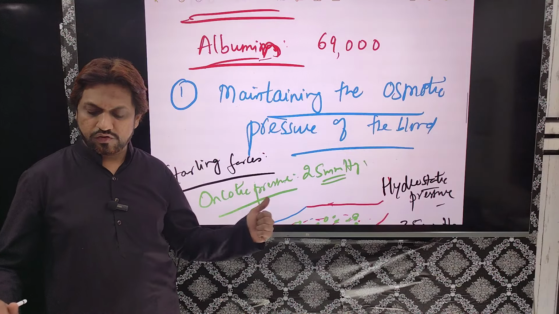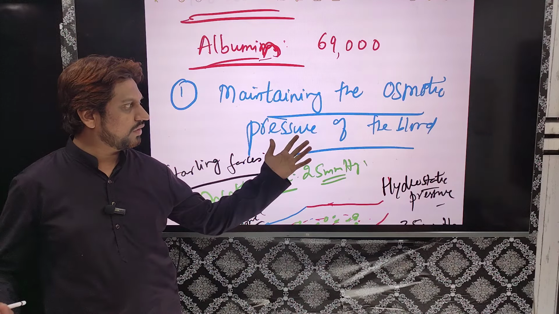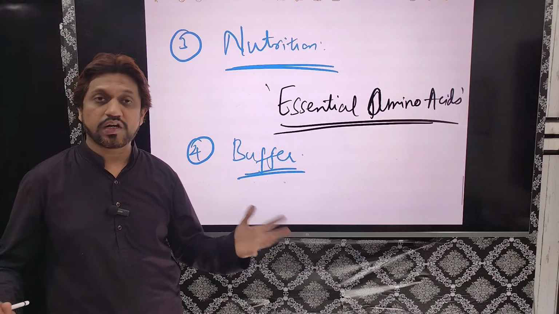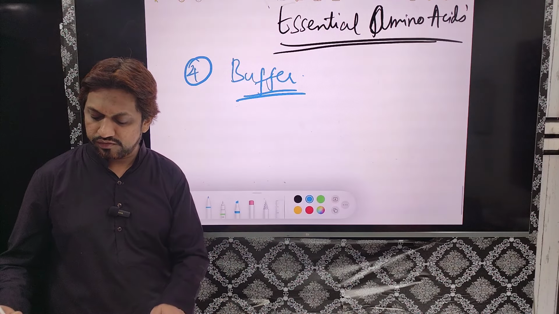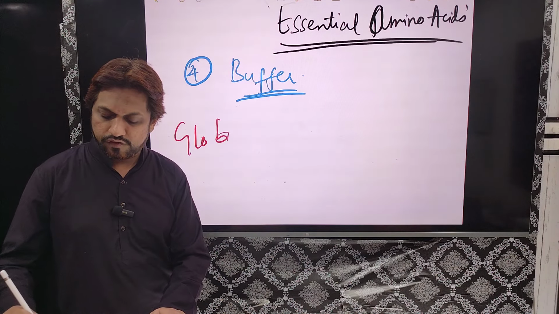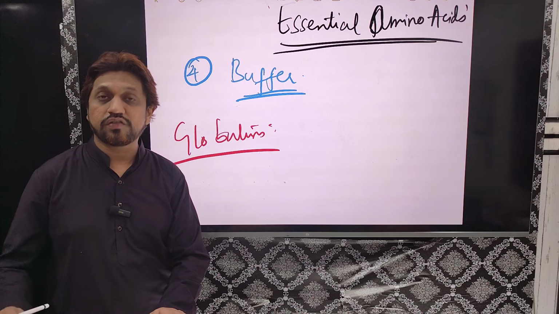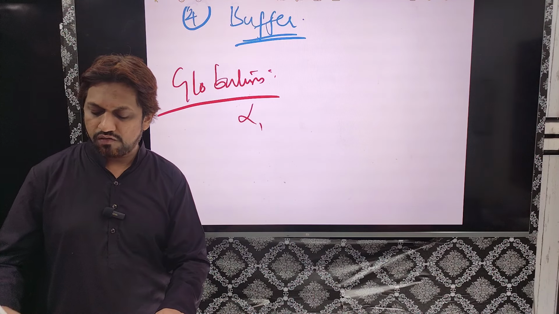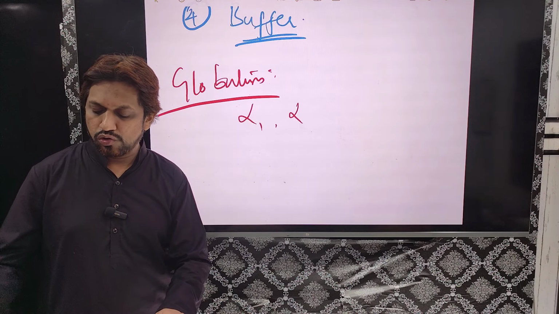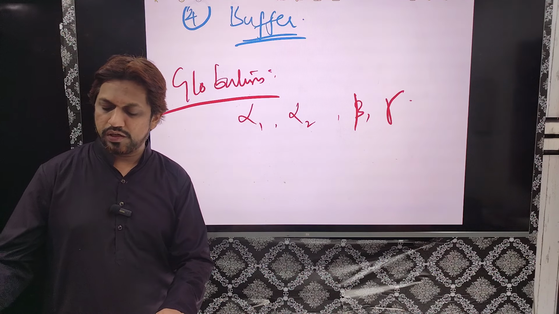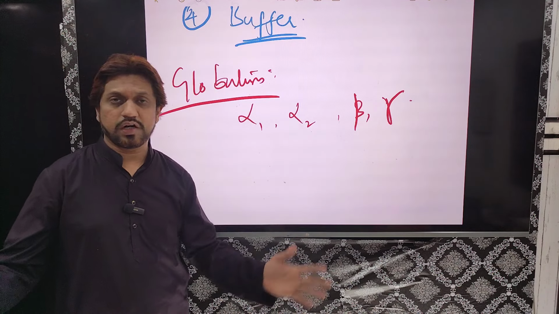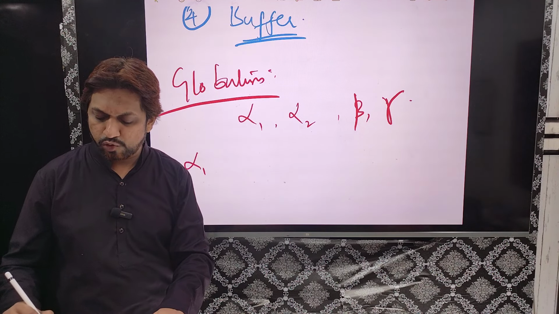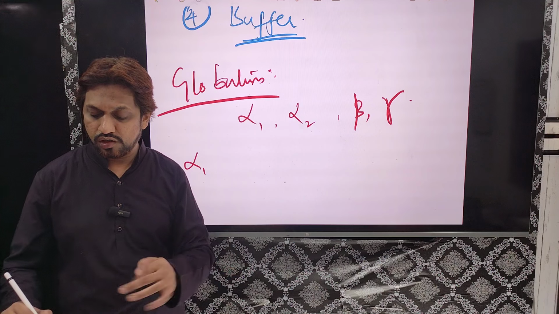So the four important functions of albumin we have discussed are: it maintains the osmotic pressure of the blood, it has a transport function, it helps in nutrition, and it acts as a buffer. Now let us discuss the globulins. As we have discussed, there are different bands or subtypes of globulins: alpha 1 globulin, alpha 2 globulin, beta globulin, and gamma globulin. Beta is also now beta 1 and beta 2, but right now we'll stick to just beta globulins. Now we'll discuss what the proteins and functions of these various globulins are.